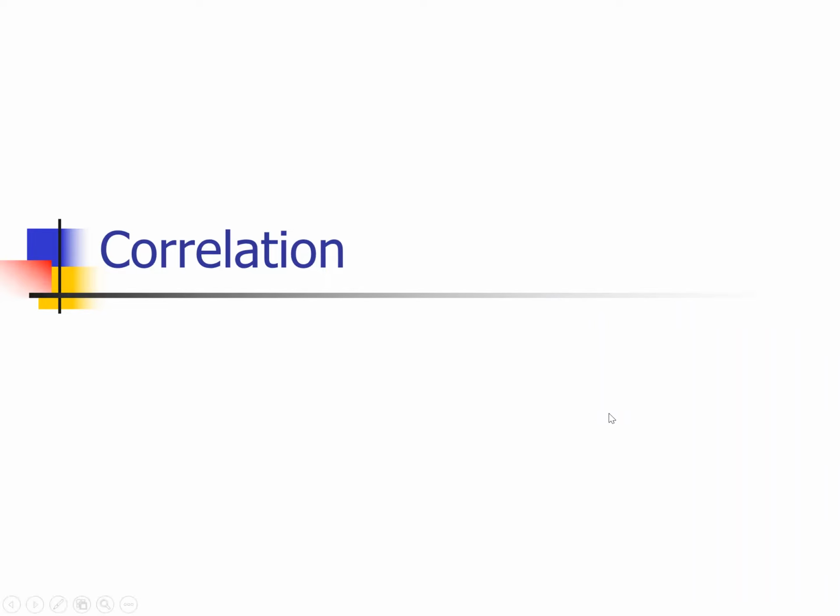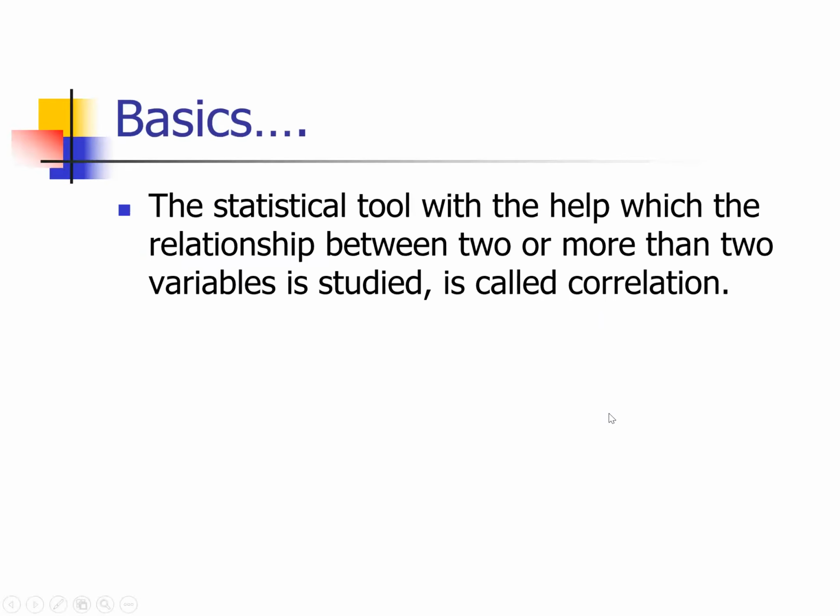Now we study what is correlation. A correlation is a statistical tool with the help of which the relationship between two variables or more than two variables is studied. It means it analyzes the change in the values of another variable if the value of the first variable is changed. For example, if we study the price of petrol and the demand for cars using the principles of economics, then we can say that the demand for petrol cars will decrease as there is an increase in the price of petrol.